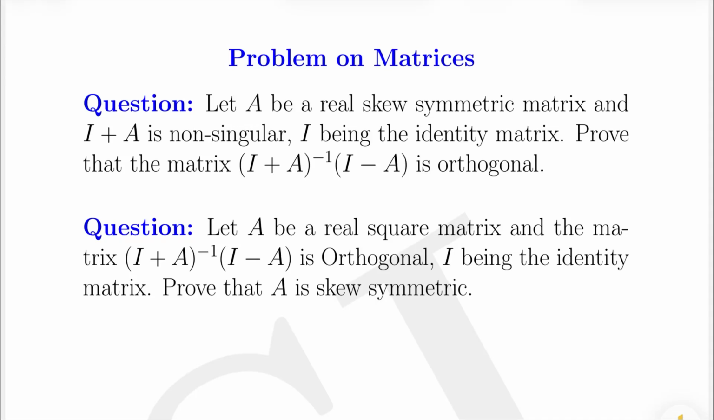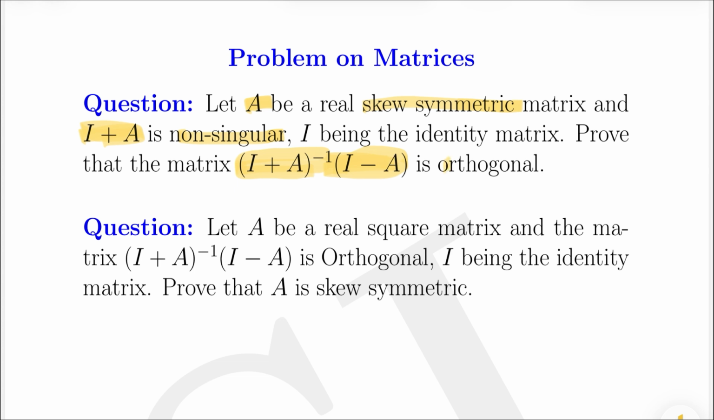So in this video, we solve only these two problems. First problem is: let A be a real skew symmetric matrix and I plus A is a non-singular matrix, where I is the identity matrix. Then we have to prove that (I plus A) inverse into (I minus A) is orthogonal.